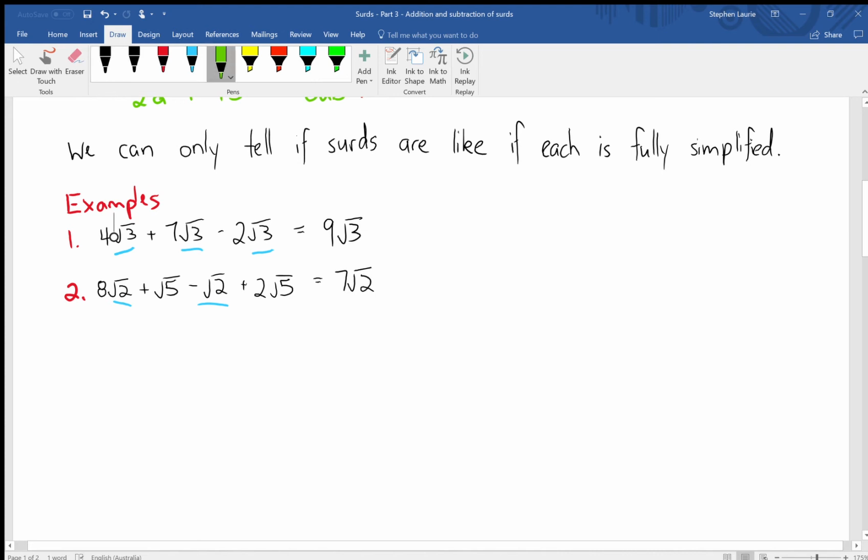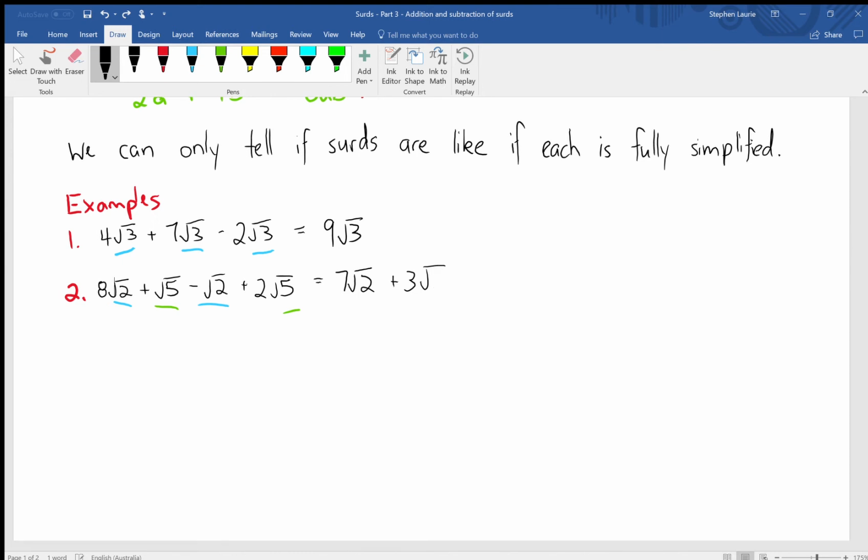And then we can look at the root 5s. There's one, there's another, so let's combine those. 1 lot of root 5 plus 2 lots of root 5 is 3 lots of root 5. Oh, sorry, 3 lots of root 5, not 3. And that's it. We can't do anything else with that because root 2 and root 5 are not like surds. So that's our answer. Alright, example 3.